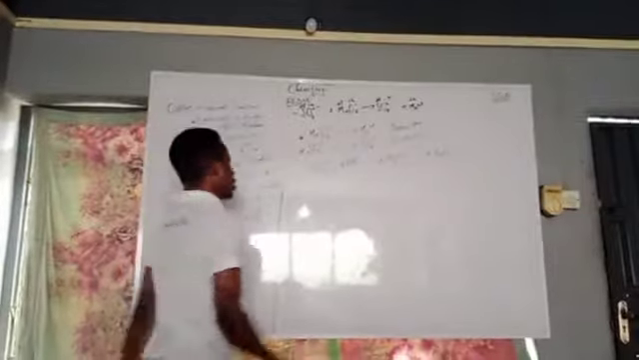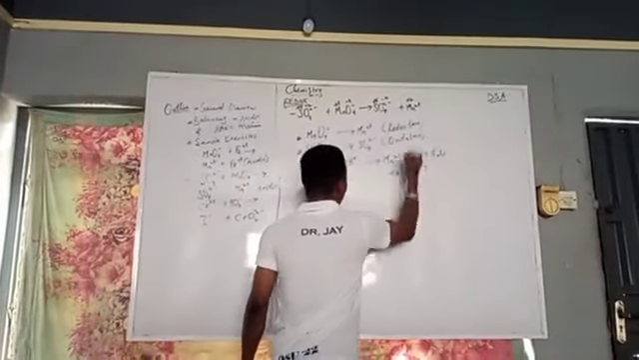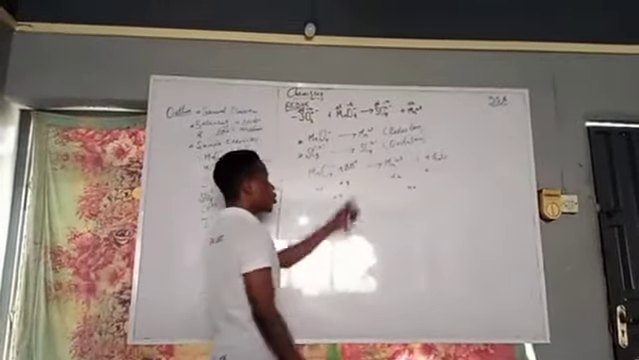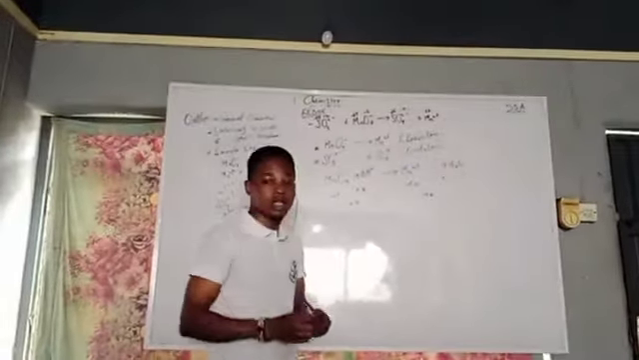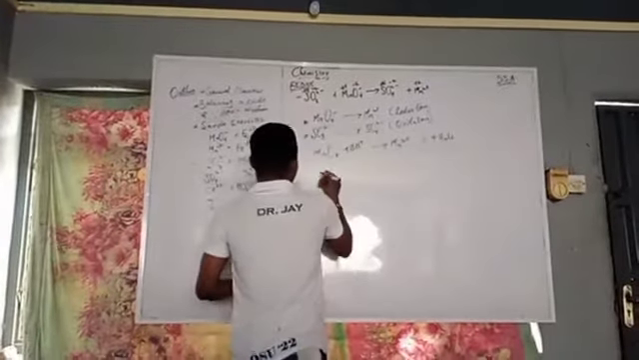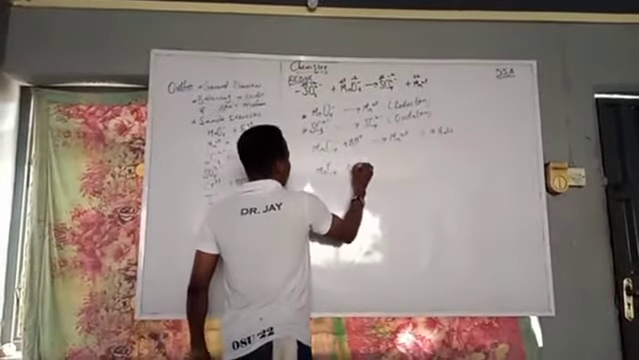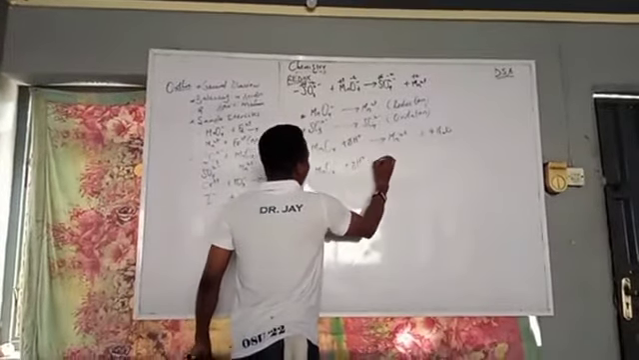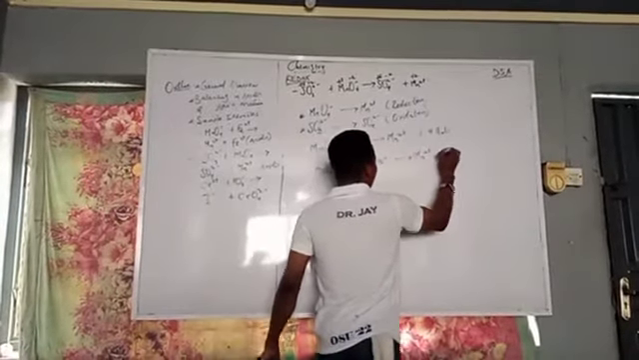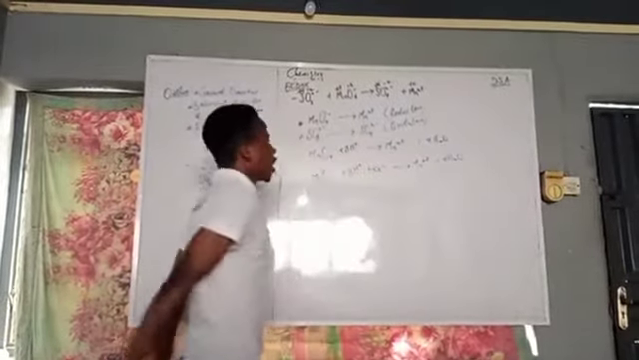So let's balance the charges. -1 plus 8 plus 2, 0. This is +2 net charge, +7 net charge. What do we do? You have 5 electrons on this side. So we have MnO4 minus plus 8H plus plus 5 electrons to give us Mn2 plus plus 4H2O. And this is balanced.